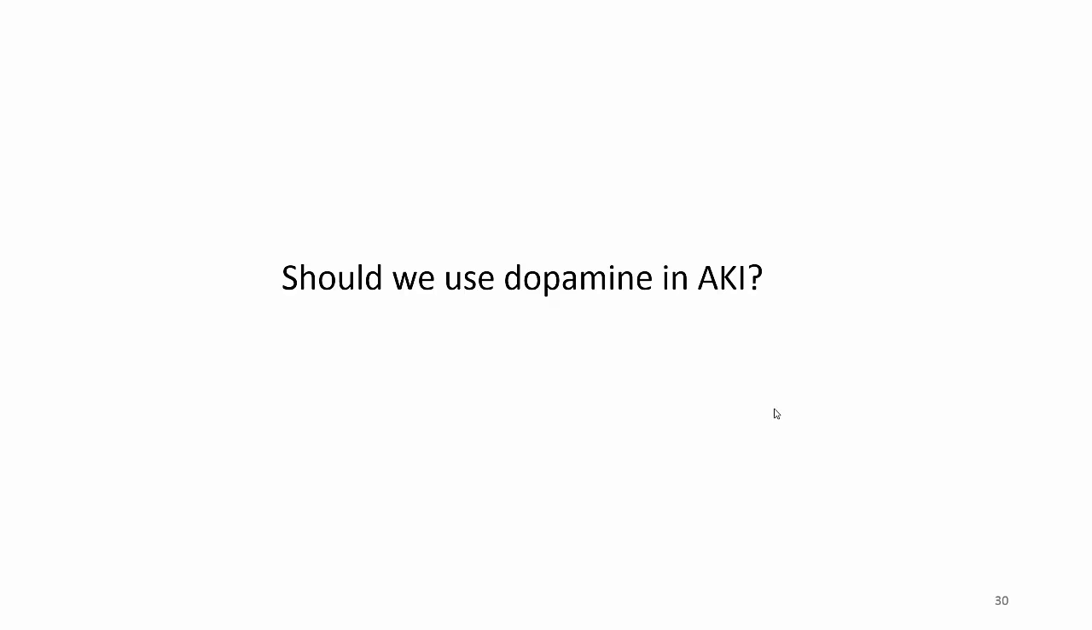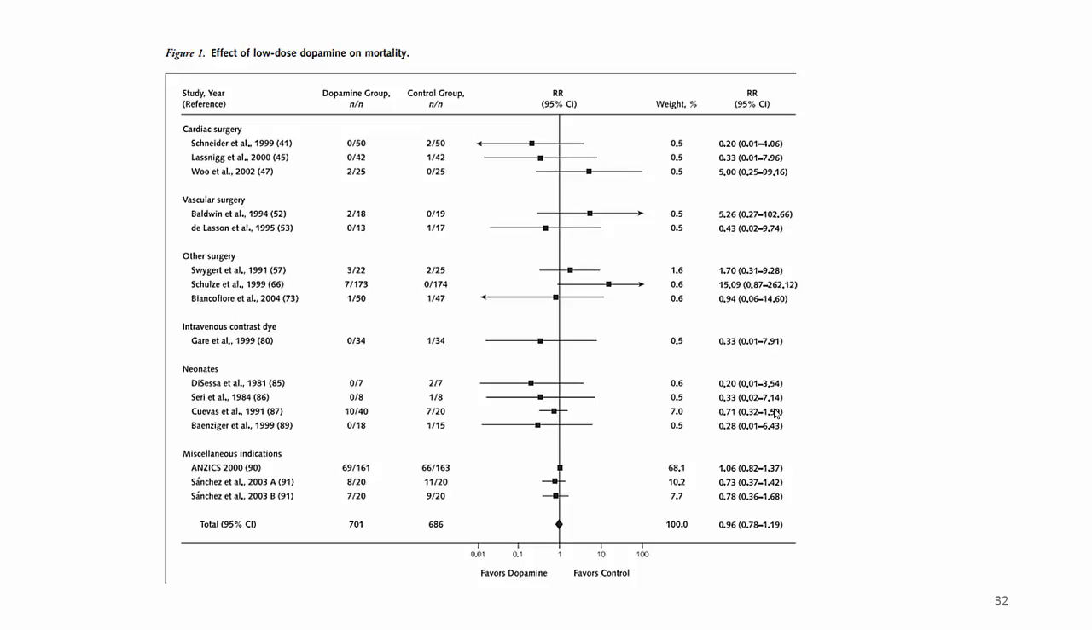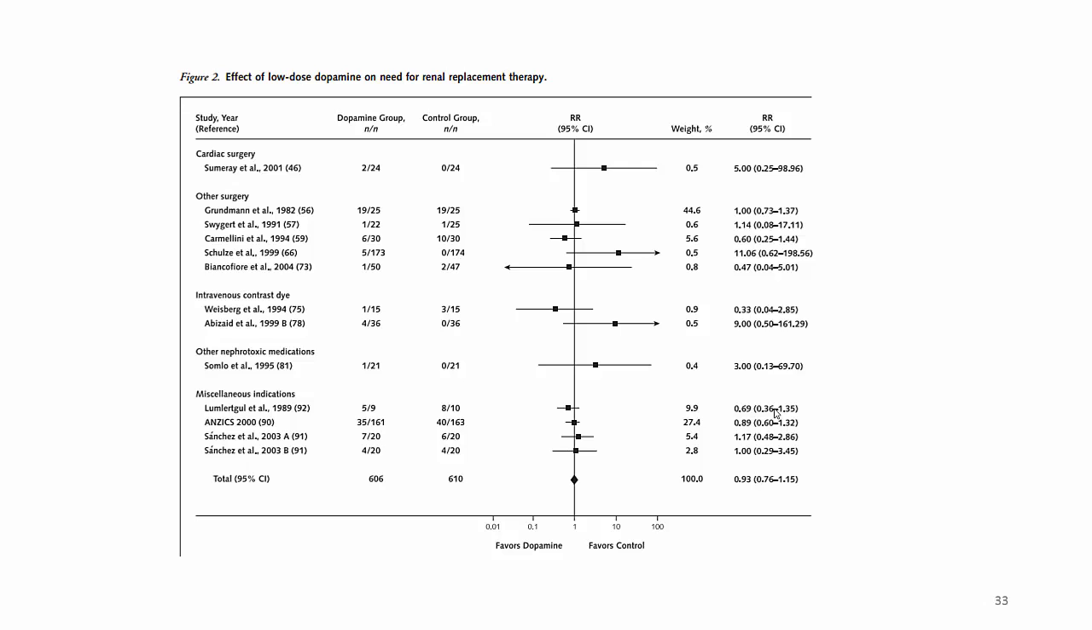Should we use dopamine? And I'm pretty sure most of you would know the answer to that. The answer is no. This is one meta-analysis that looks at whether dopamine works in patients with acute kidney injury, and as you can see, no, dopamine does not work. It did not affect the mortality or the need for renal replacement therapy.